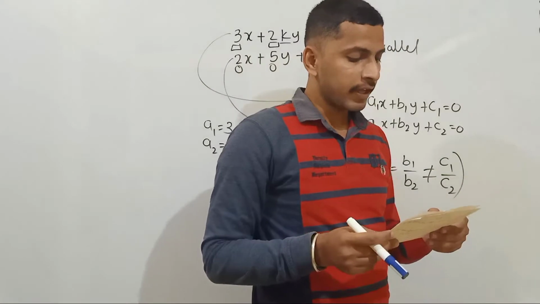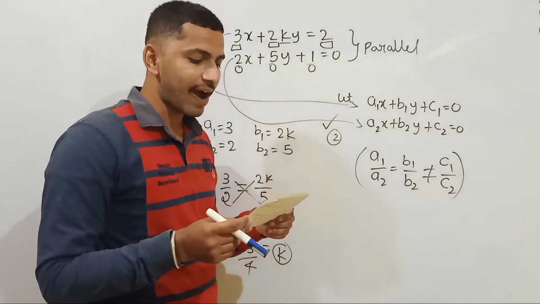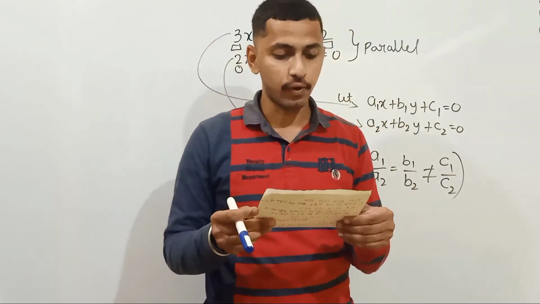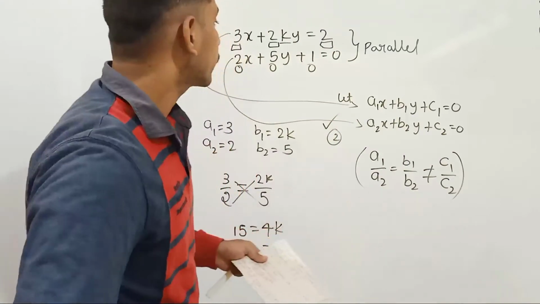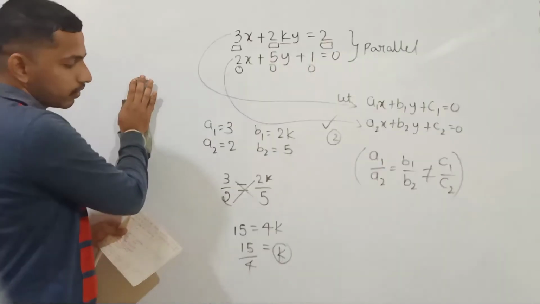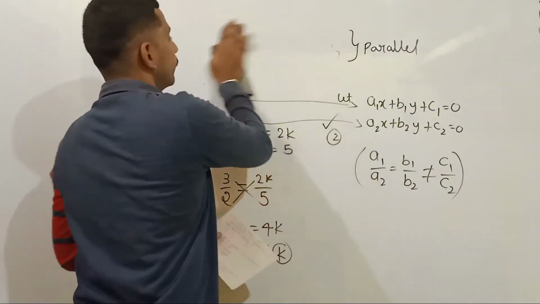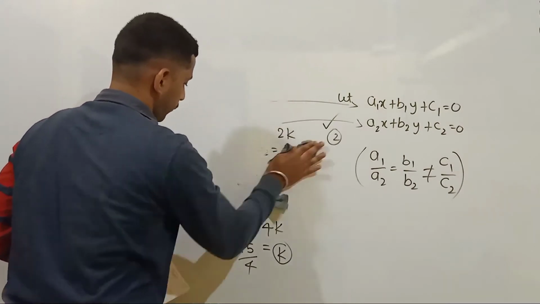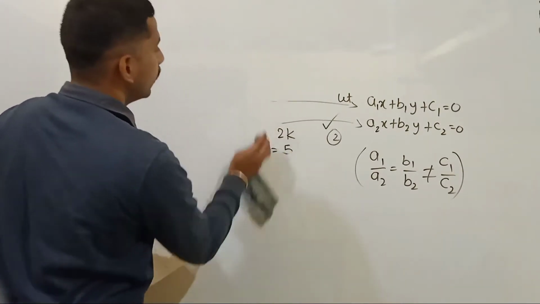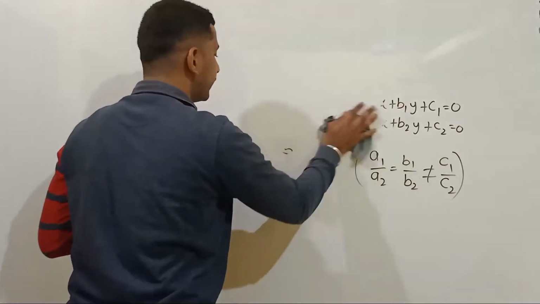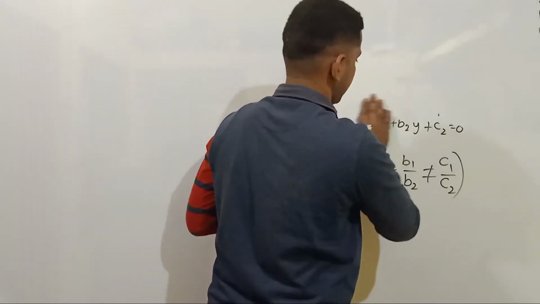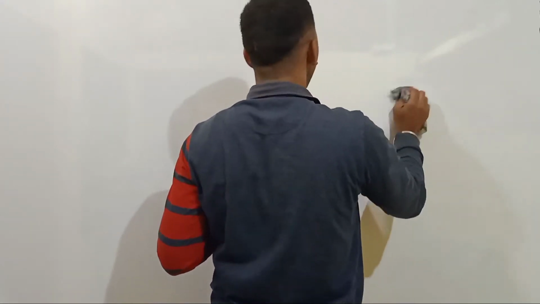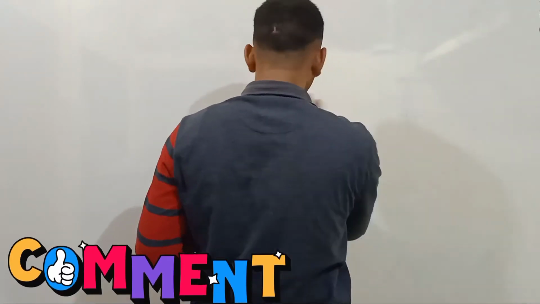What is the second question? The pair of equations 2x minus 5y plus 4 is equal to 0 and 2x plus y minus 8 is equal to 0 has. Please note as soon as possible. Please remember that this type of question will definitely come. You should know all the three conditions. If you have any doubt, please comment so that I can clear them.